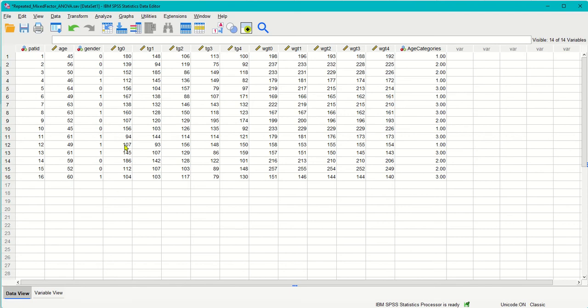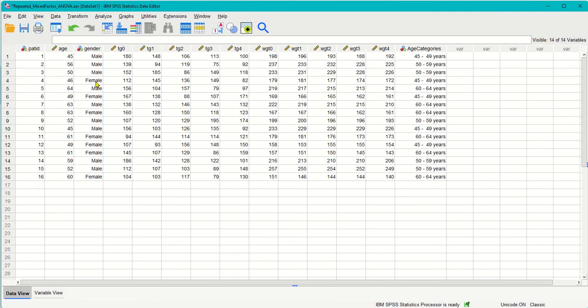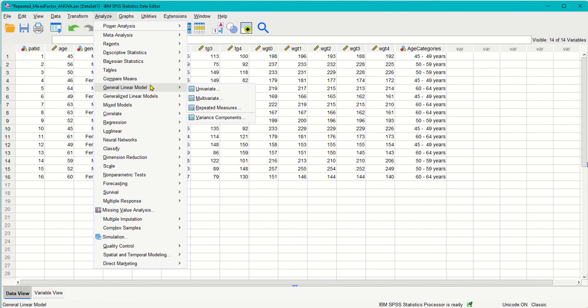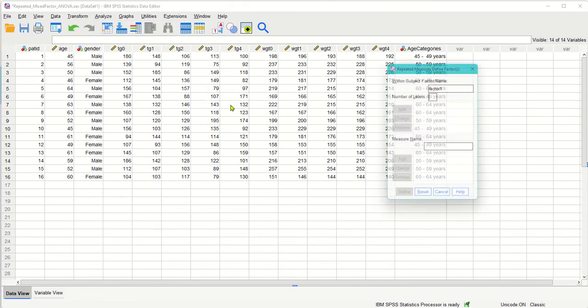And before we begin, we'll just give you a short explanation of what kind of data we're looking at here. For us, we have gender. Zeros are males and ones are females, and they were weighed at different points in time because they were being tested on the effectiveness of how well a particular diet was working, and so they were weighed over a period of time. We're going to use the last four weight measurements to make our comparisons, and so we would go to Analyze, General Linear Model, and then Repeated Measures.